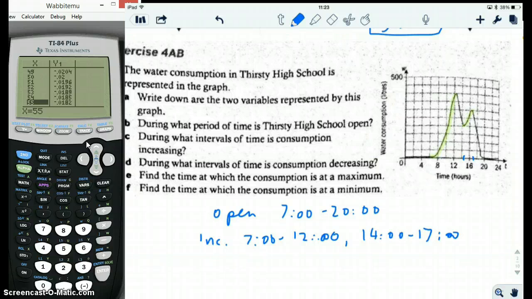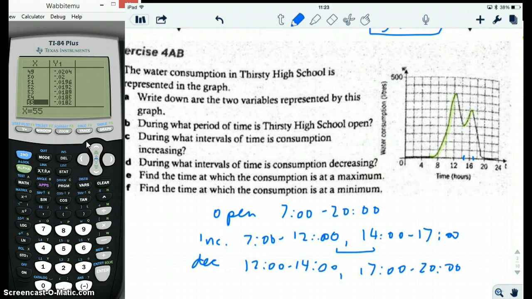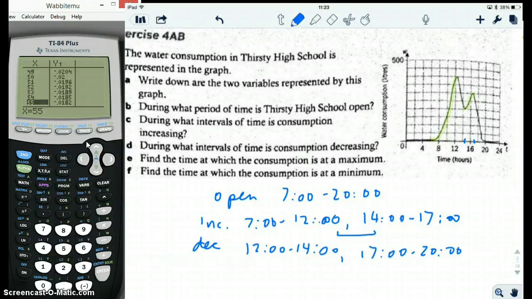Okay, and so when is it decreasing? Well, it's decreasing pretty much in the opposite time intervals. So like between 12 and 1400 hours, for example. And then between 1700 hours and when the school closes, 2000 hours. That's when it's decreasing. Find the time at which the consumption is at a maximum. Well, that would be this point here, right? So that would be about noon, right? So max would be 12 o'clock.